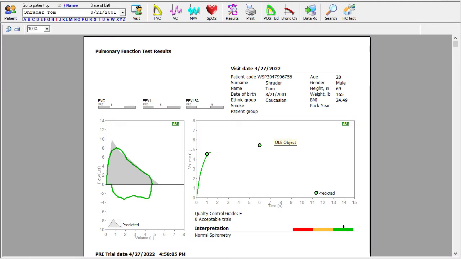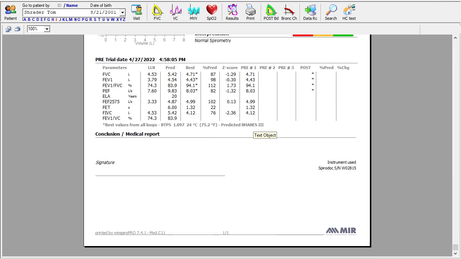Now let us take a look at the results of the participant's test. As you can see, for someone within his demographic, the participant is predicted to have a FVC of 5.42 liters, however, his best recording was 4.71 liters. His predicted FEV-1 is 4.54 liters, but he recorded having the best of 4.43 liters.